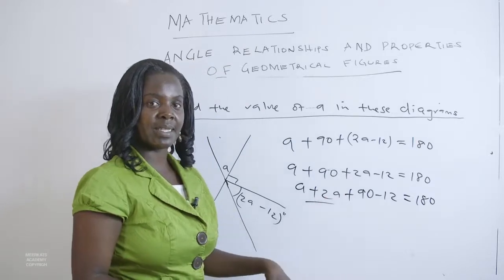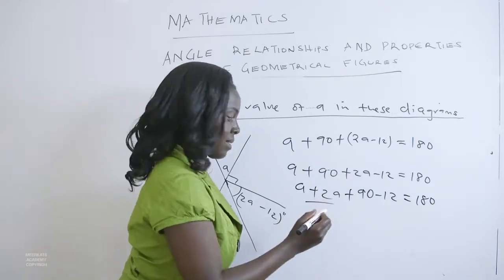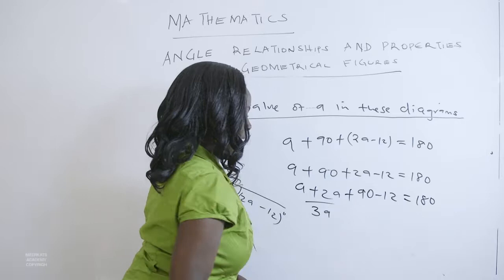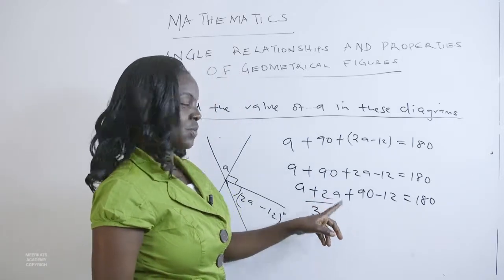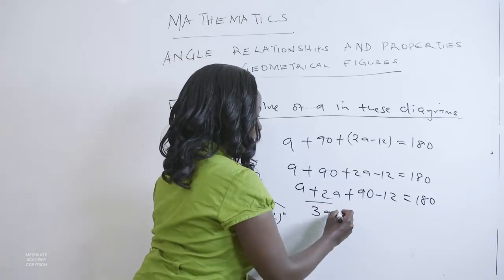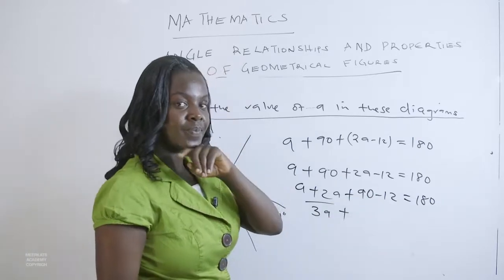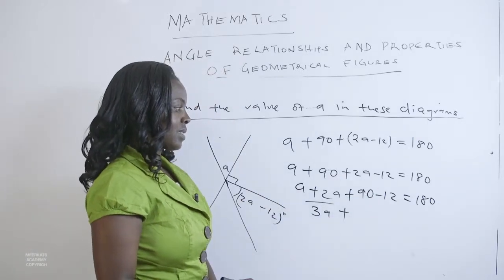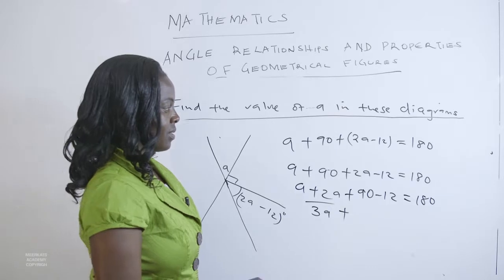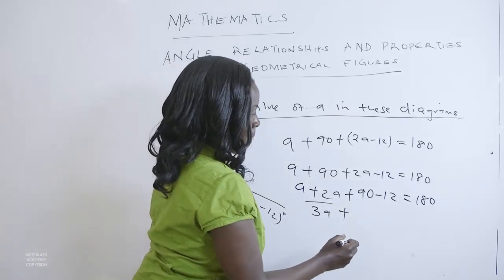We are able to add the two because they are like terms. A plus 2A will give us 3A. 90 minus 12, that is 78.